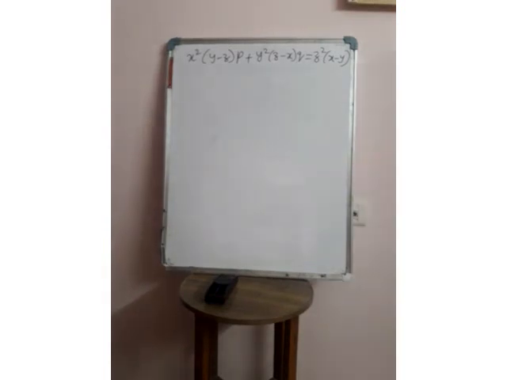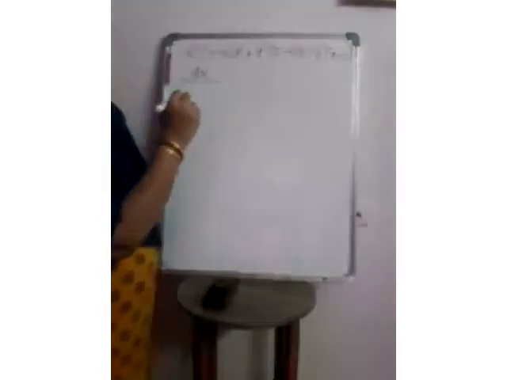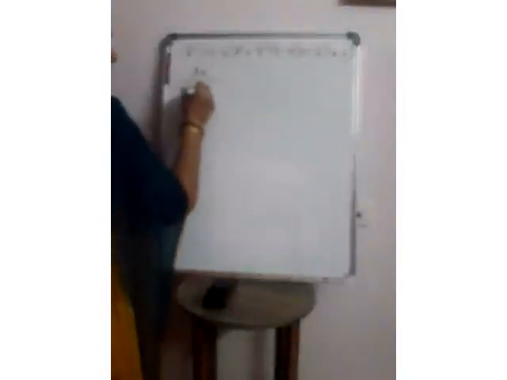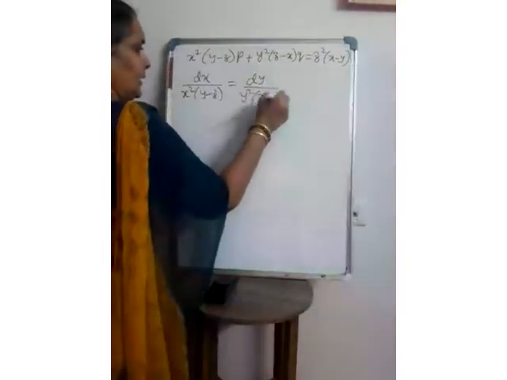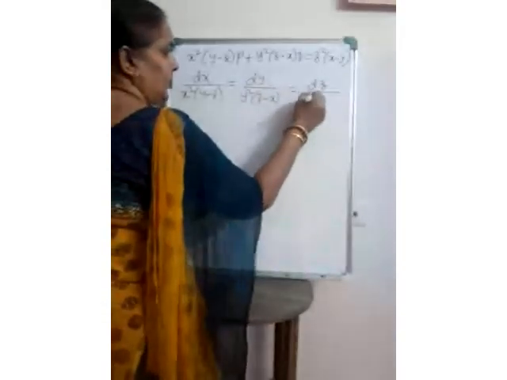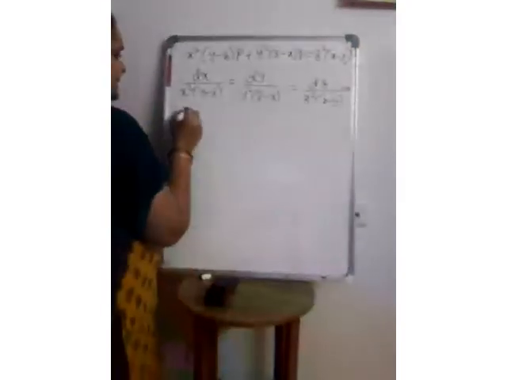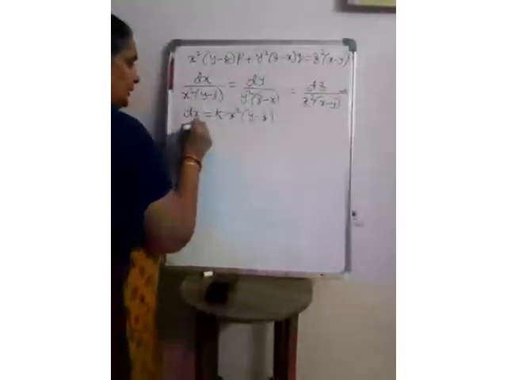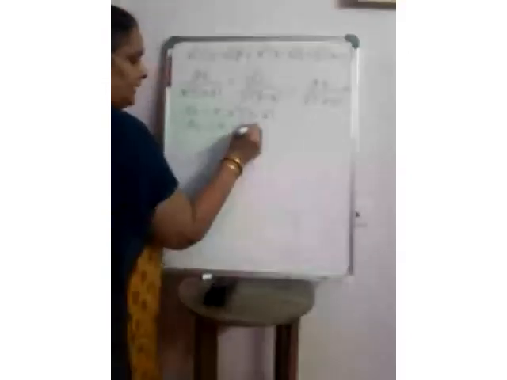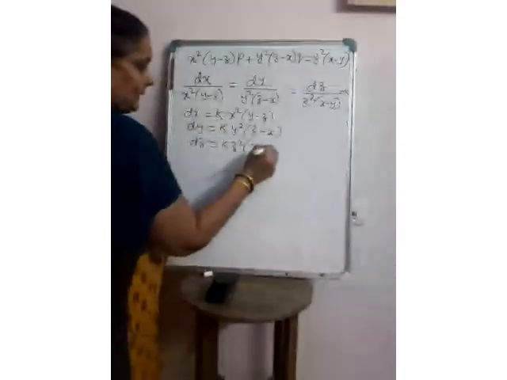We just cross check. So what will be the substitute equations for this problem? The substitute equations are dx by x square into y minus z is equal to dy by y square into z minus x is equal to dz by z square into x minus y. We equate this to k. So dx is equal to k x square into y minus z, dy is equal to k y square into z minus x, dz is equal to k z square into x minus y.